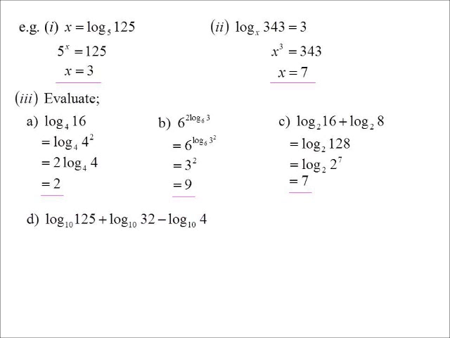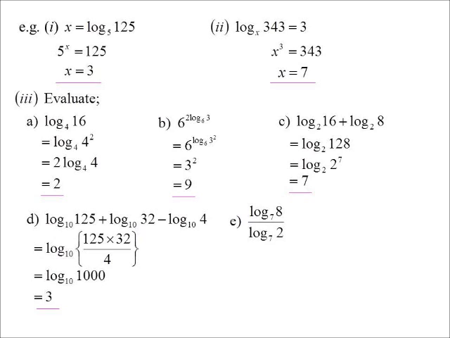Plus means multiplied, minus means divide. So in this case, I'm going 125 times 32 divided by 4. Have to do it this way because I can't go 10 to the power of what's 125. That doesn't work out nicely. Same with the other ones. But when I do this calculation, that does work out nicely. Turns out just to be 1,000. So 10 to the power of 3 is 1,000.